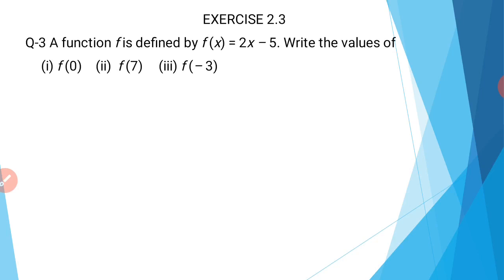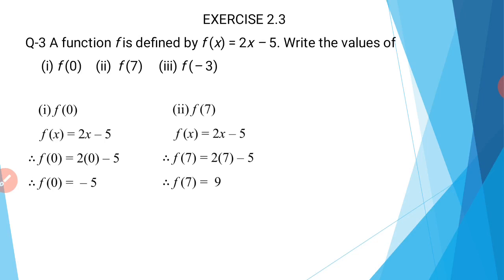Exercise 2.3, question third. A function f is defined by f(x) equal to 2x minus 5. Write the values of number 1 f(0), number 2 f(7), number 3 f of minus 3. Number 1 f(0), f(x) equal to 2x minus 5. Therefore f(0) equal to 2 into 0 minus 5. Therefore f(0) equal to minus 5.